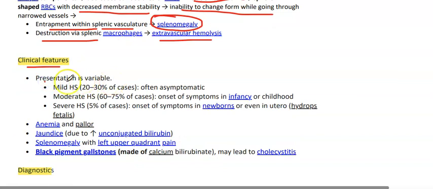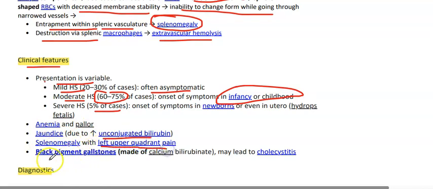Clinical features: the presentation is variable. In mild hereditary spherocytosis, which is 20 to 30% of cases, they are often asymptomatic. In moderate, which is most common, 60 to 75%, the onset of symptoms is usually in infancy or childhood. Severe hereditary spherocytosis, which is 5% of cases, has onset of symptoms in newborns or even in utero, leading to hydrops fetalis. Other symptoms are anemia and pallor, jaundice due to unconjugated bilirubin, splenomegaly with left upper quadrant pain, and black pigment gallstones made of calcium bilirubinate, which may lead to cholecystitis.